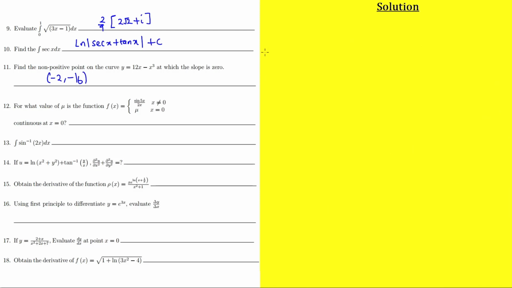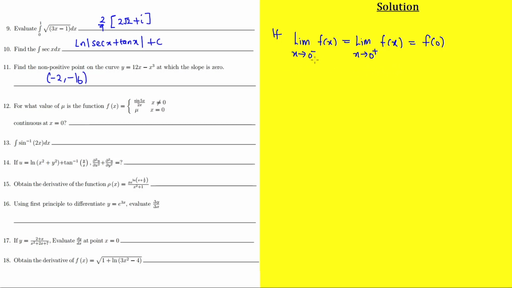So back to our question. For what values of mu is the function continuous at x equals 0? From the explanation I gave earlier, you can say that this function is continuous at x equals 0 if the left limit, the limit as x tends to 0 from the negative side of f of x, is the same as the limit as x tends to 0 from the right of f of x, and it's giving me my f of 0. That means that this function is continuous at 0.